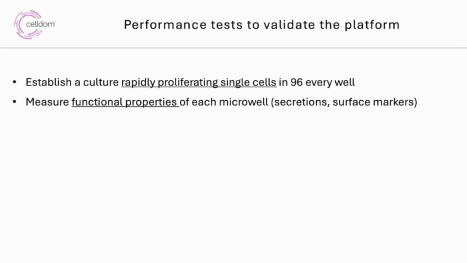Having established viable growth conditions, next we needed to show that the cells with the desired functional properties could be consistently identified, and this required us to establish compatibility with fluorescent measurements, including surface markers, secreted cytokines, as well as bright field measurements of morphology, growth characteristics, and also cell-cell interactions like cell killing, which I'm not going to talk about today.